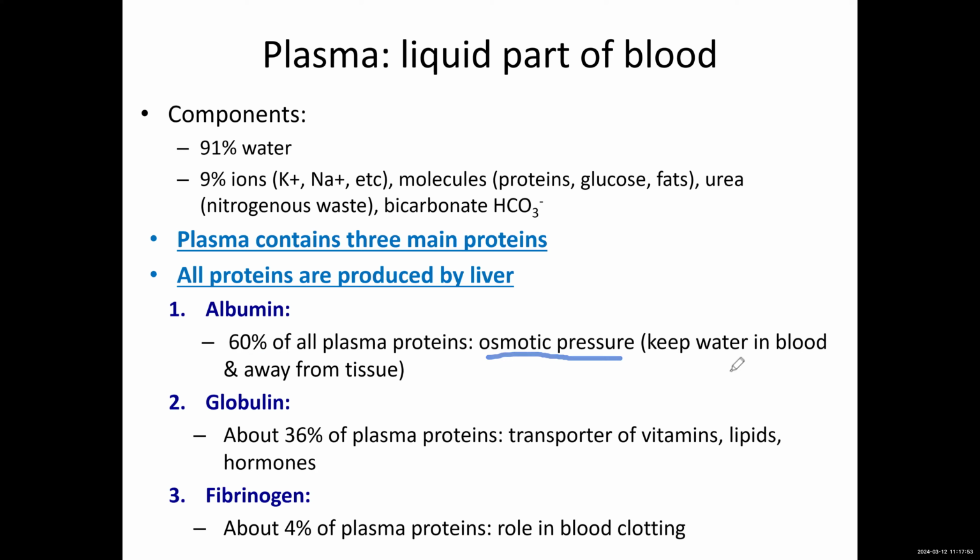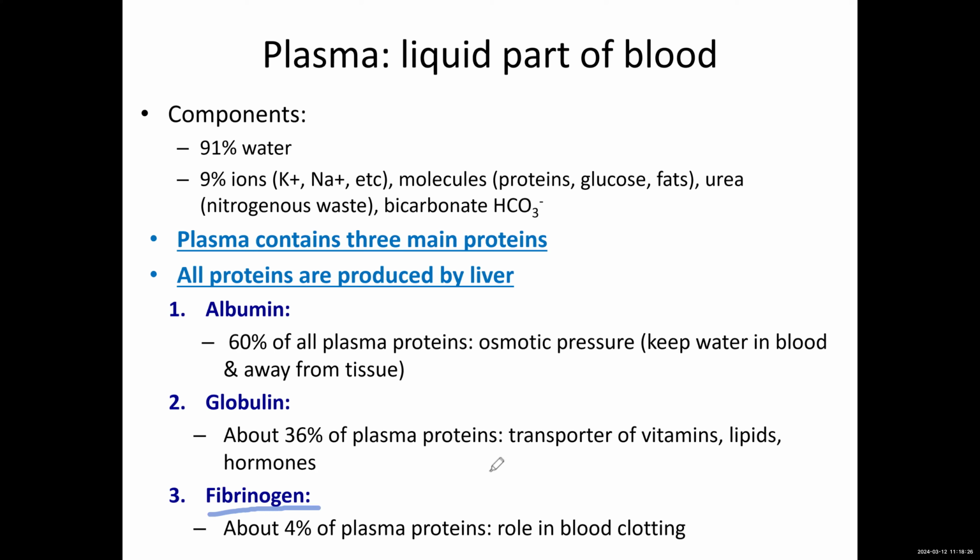So it keeps water in blood and away from tissue. Now, if you want to look at how albumin would look, if you have a raw chicken egg, those whites that you have, it's mostly albumin. Another group of proteins are globulin. This is about 36% of plasma proteins, and they are important in transport of vitamins, lipids, and hormones. And about 4% of plasma proteins are fibrinogen.